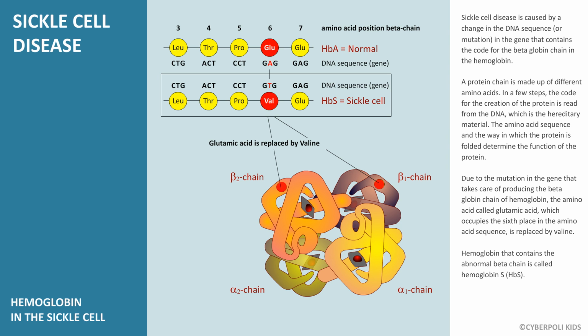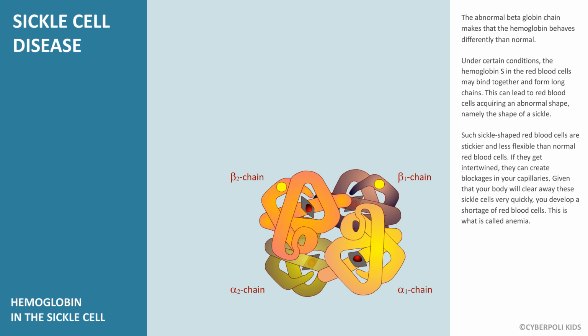Due to the mutation in the gene that takes care of producing the beta globin chain of hemoglobin, the amino acid called glutamic acid, which occupies the 6th place in the amino acid sequence, is replaced by valine. Hemoglobin that contains the abnormal beta chain is called hemoglobin S, HbS. The abnormal beta globin chain makes the hemoglobin behave differently than normal.